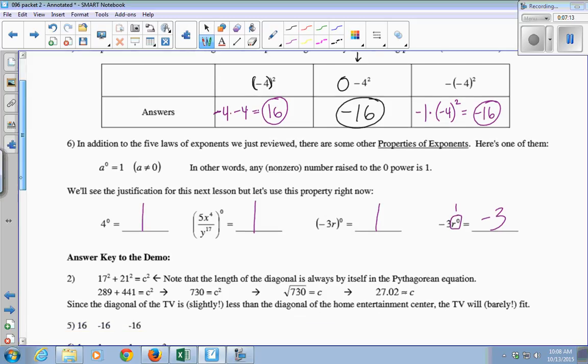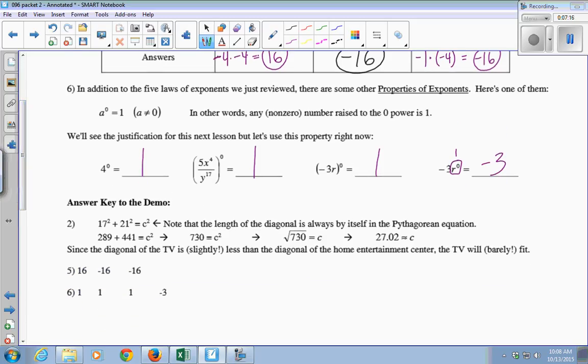All right, and then in addition to the 5 laws, we talked about anything to the 0 is 1. Right, so for right now, this is just a random factoid in your brain. Anytime you raise anything to the 0, you get 1. Later in today's lesson, we're going to talk about why. Okay, so that's really important, why. But for now, just know that no matter how messy the thing is, if it gets raised to the 0, the answer is 1.